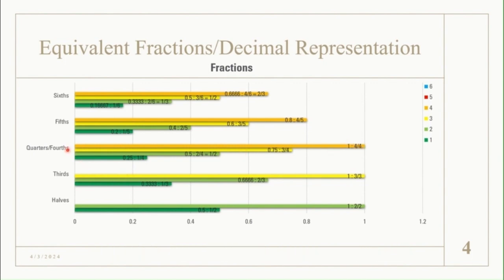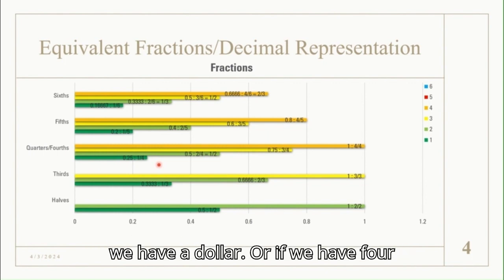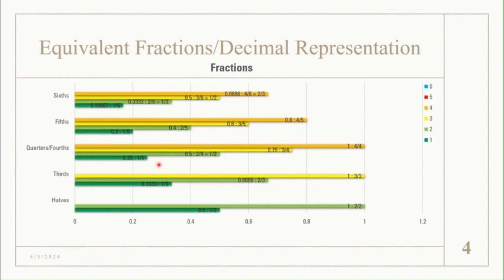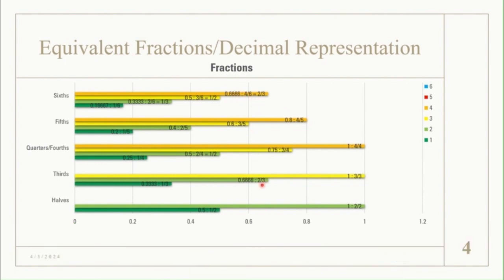So when we're dealing with fourths or quarters, when we have 4 quarters, we have $1. Or if we have 4 fourths of a cup, we have 1 full cup. And then 4/5 is 0.8, and 4/6 is 0.6666, which again is 2/3, which we can show again if we take 2, which is a common factor of 4 and 6, and put 2 into 4 and 2 into 6 and see how much we can get.